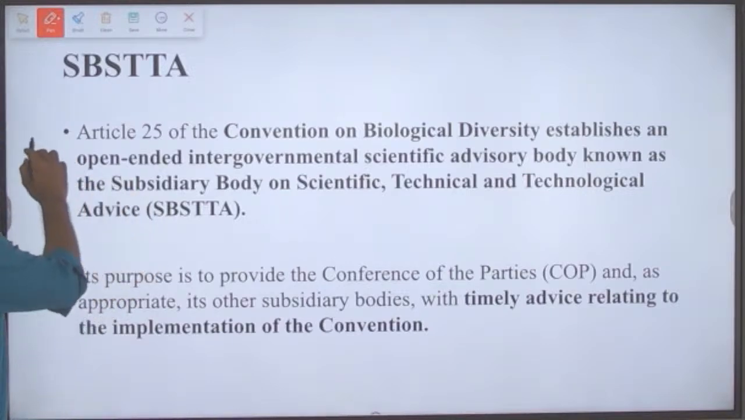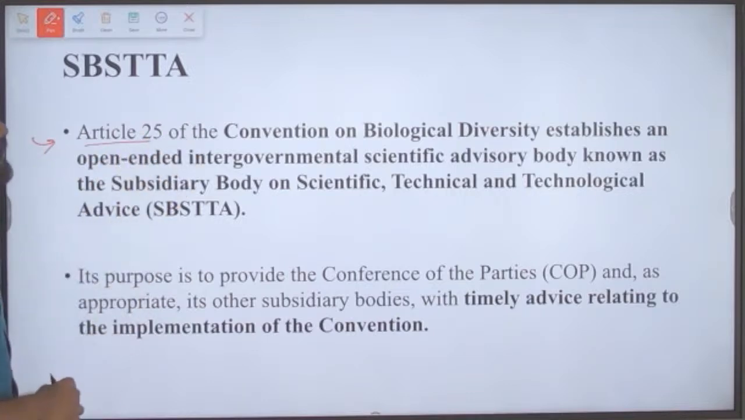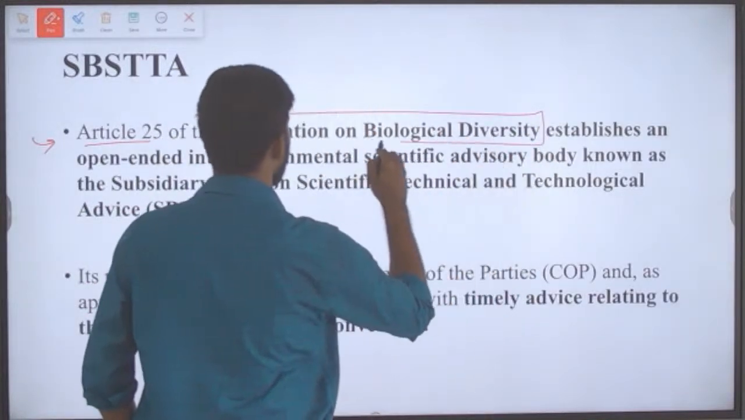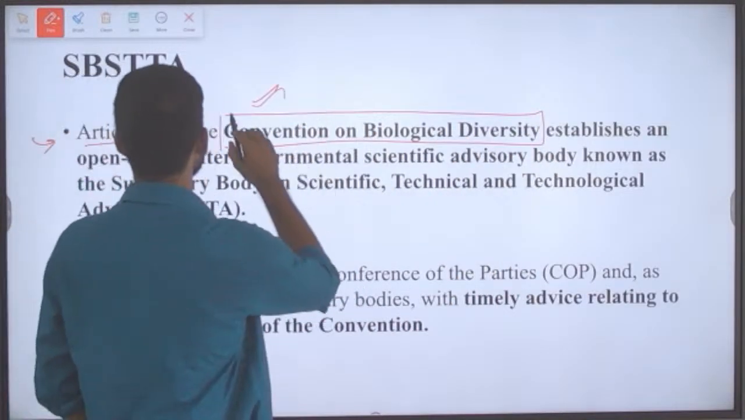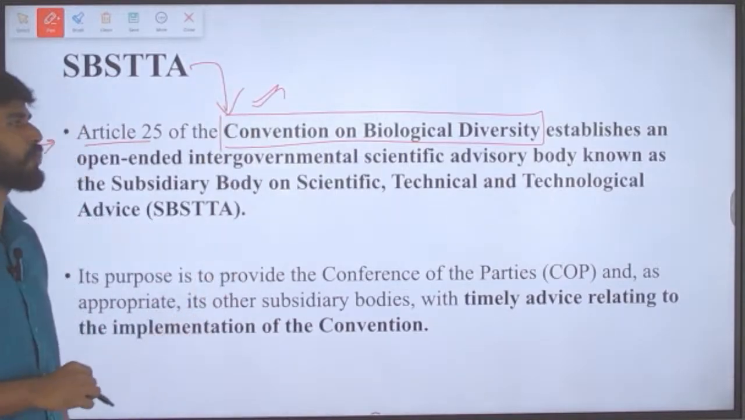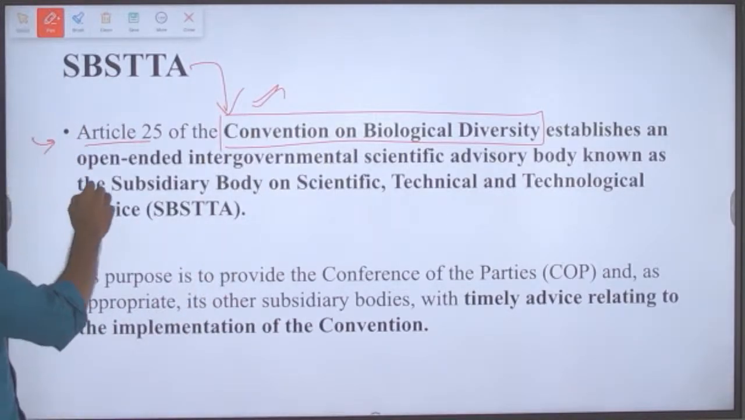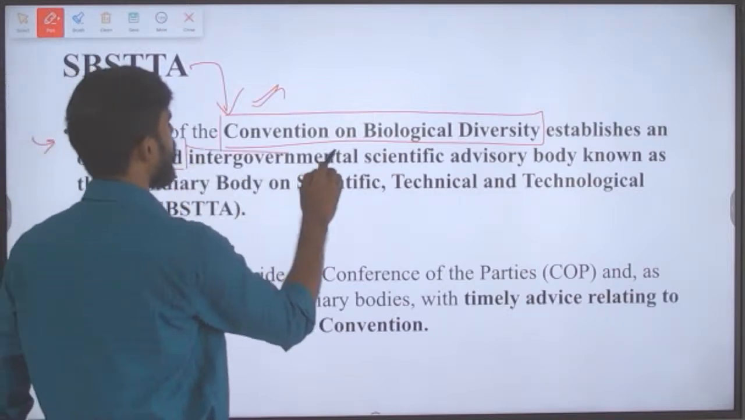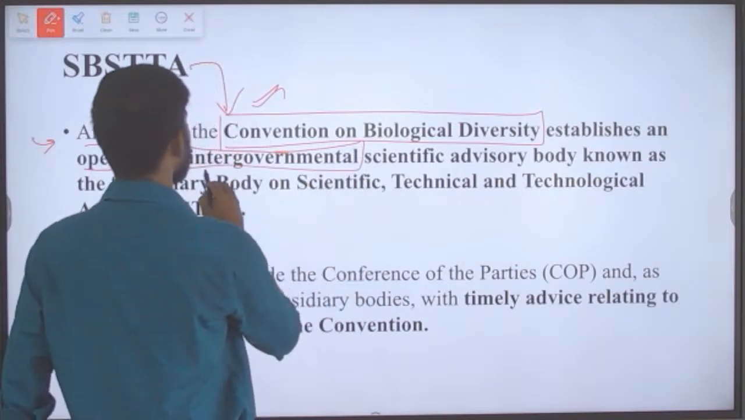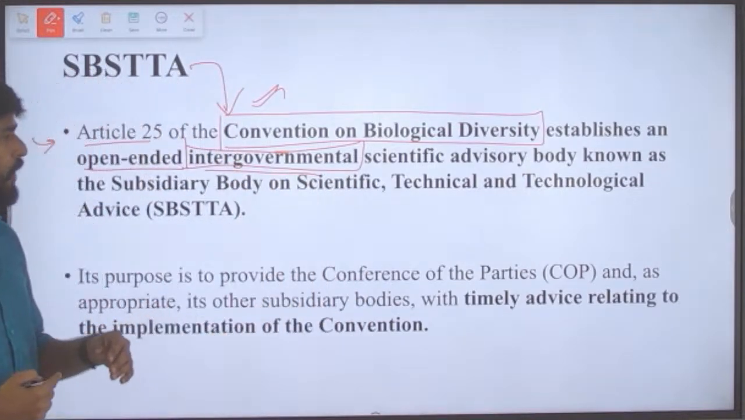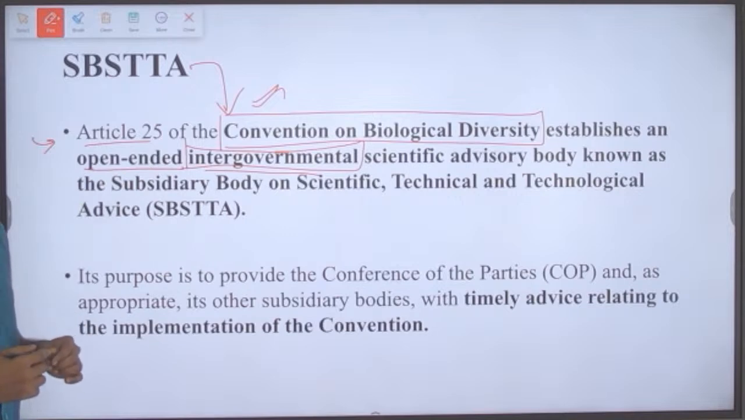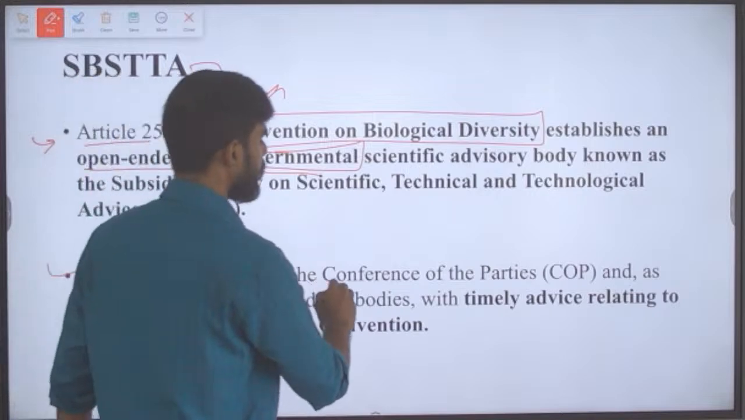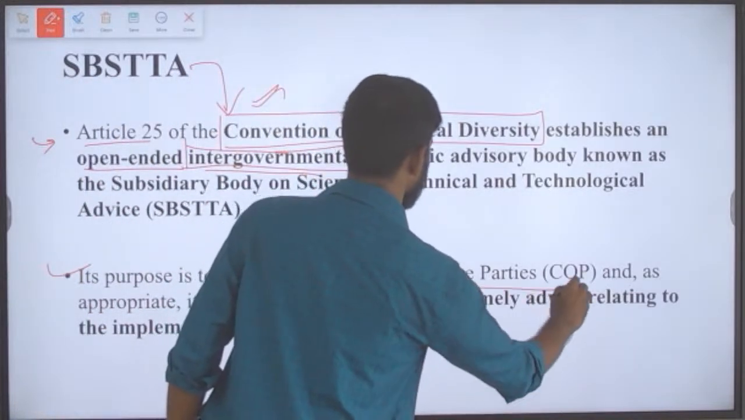What is it? It is under Article 25 of the Convention on Biodiversity. So it is under the Convention on Biodiversity, which is important, and may be asked in the question. Okay, so this is under the Convention on Biodiversity. It establishes an open-ended intergovernmental, okay, so this is an intergovernmental body, that is the scientific advisory body. Okay, and its purpose is to provide the Conference of Parties.